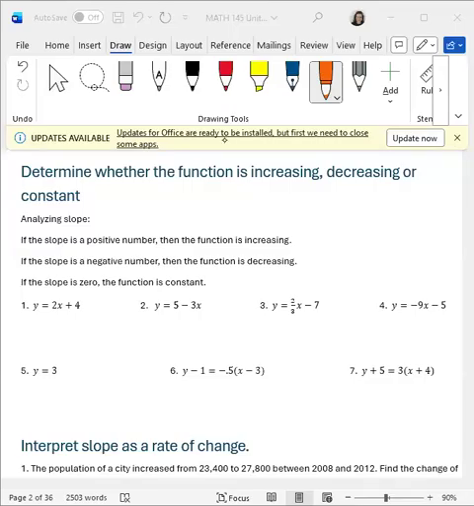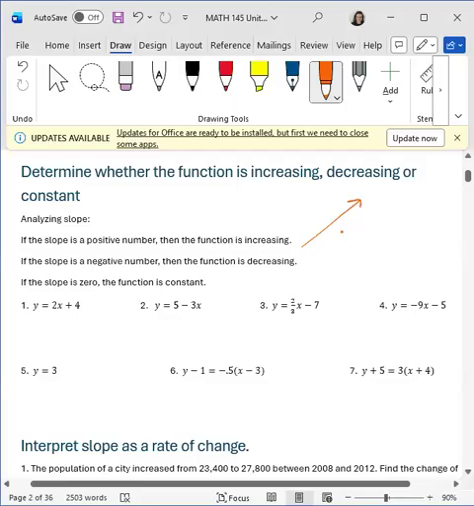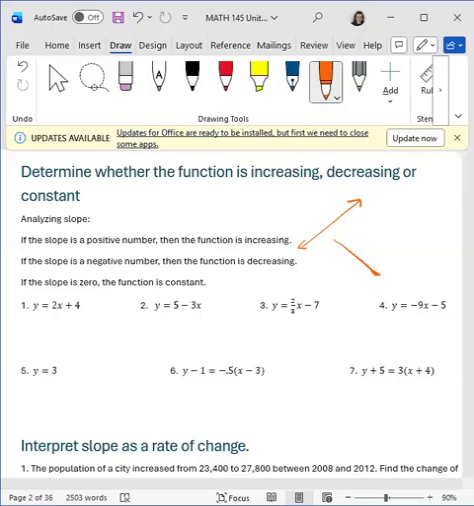In this video, we're going to be determining whether a linear function is increasing, decreasing, or constant. You can do that by analyzing the slope. If the slope is a positive number, the line will be going uphill or increasing. If the slope is a negative number, the line is going to be going downhill or decreasing.